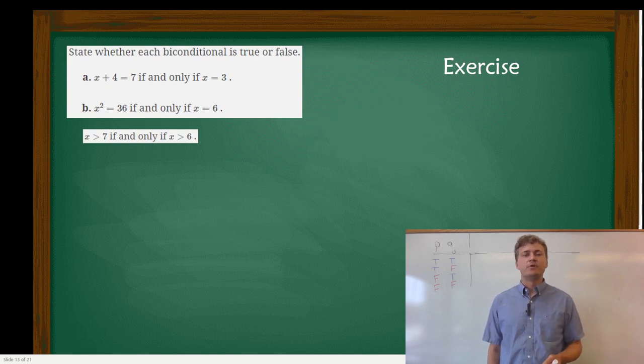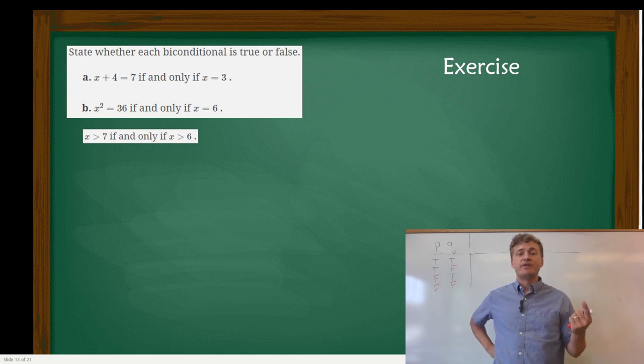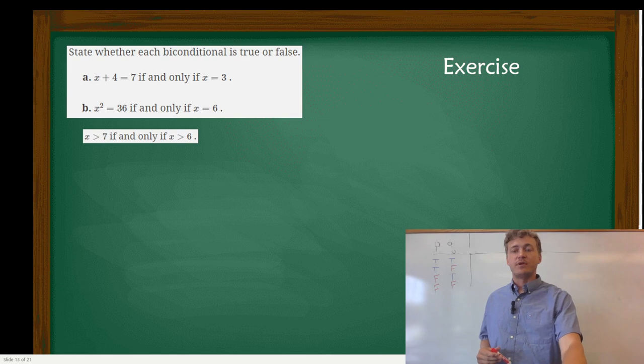That's actually not true. Think about a number that's greater than 6. Well, 8, 9, and 10, sure, and they're greater than 7. But what about the number, say, 6.1? 6.1 or 6 and a quarter, 6 and a half, 6 and a third. All of these numbers are greater than 6, but they're not greater than 7. So although reading this from left to right is true, when you read it from right to left, that conditional statement is not true. So overall, our third example here is a false biconditional statement.